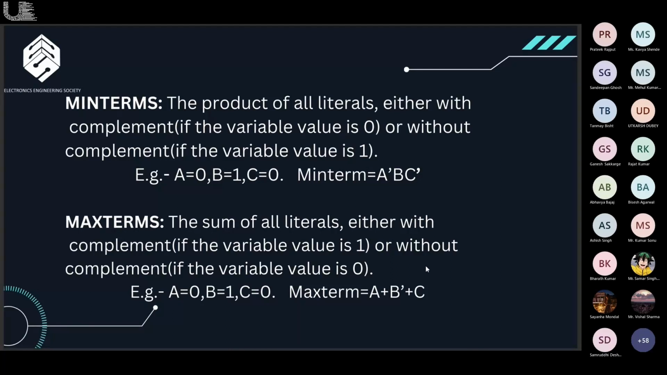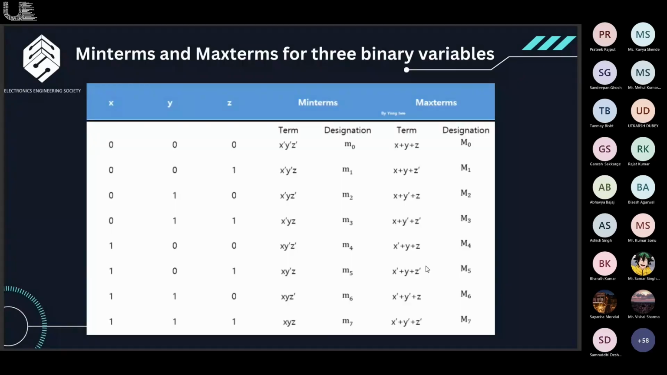So these are minterms and maxterms, which will be used later more prominently in K-maps for a much easier method of simplification of Boolean expressions. So this is the method of designation of Boolean minterms and maxterms.